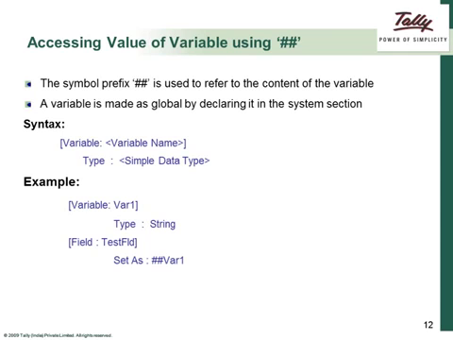A variable is made global by declaring it in the system section. So there is a separate definition in itself for variable. So if you want to access this variable value, it has to be hash the variable name.